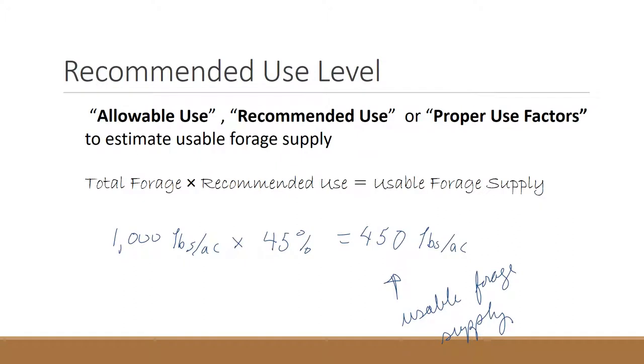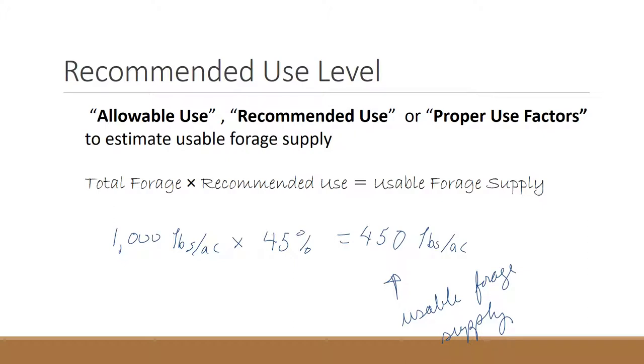Okay, so having said that, there are guidelines, not rules. You've got to have some allowable use or recommended use or proper use factor. You've got to start somewhere. Take half, leave half is the one that's often used. I like take some, leave more, but it just depends on your management style and where you're managing. But here's how that would work. You have a total amount of forage, you have some recommended use or a proper use factor, and that will give you the usable forage supply on which you could set a stocking rate.